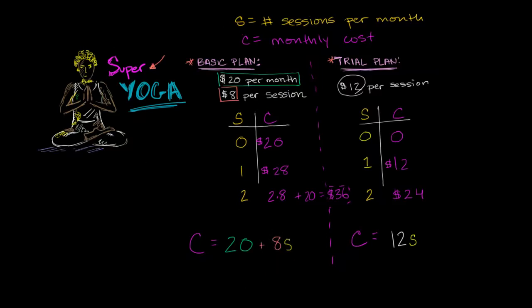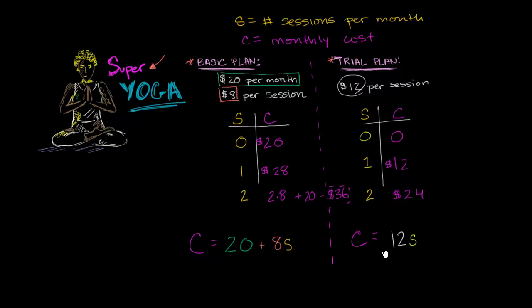So that's interesting. And you can see if you make S 0 here, you get 20 plus 8 times 0, which is 20. If you say S is 1, you get 20 plus 8 times 1, which is 28. So you see that each of these S's and C's satisfy this equation. Same thing over here, and we can keep trying more and more.